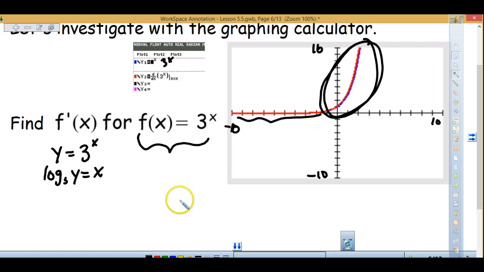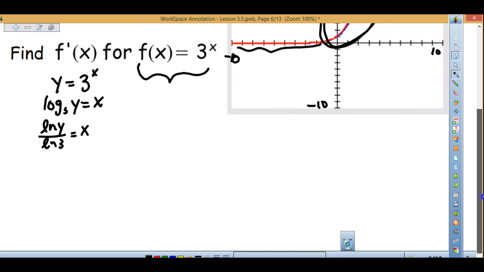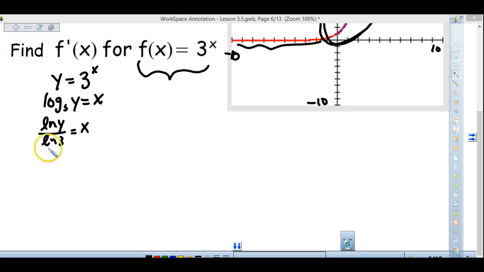Okay, if we want to use change of base formula, natural log of y divided by natural log of 3, pardon me. So let's go ahead and take the derivative of this. So the derivative of natural log of y is going to be 1 over y times y prime by chain rule, times 1 over natural log of 3. The derivative of x is just 1.